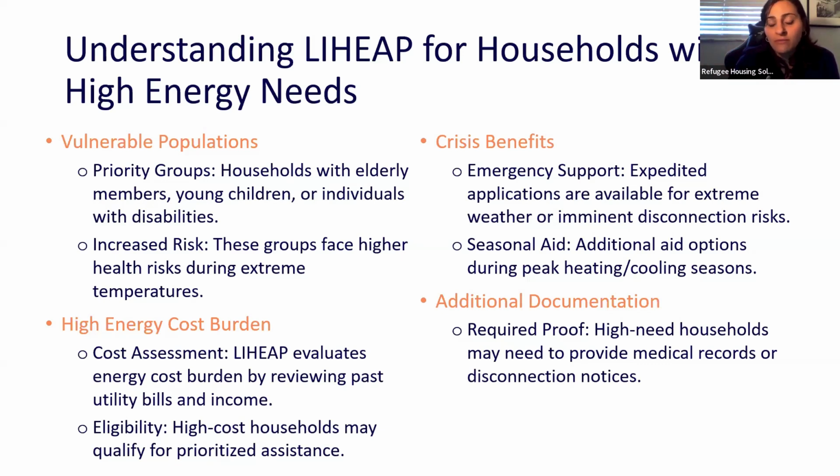Then there are crisis benefits for emergency support and seasonal aid. Additional documentation will be required as proof for those high need households, such as medical records or disconnection notices, etc. So these are all things to keep in mind if you want to expedite the process.